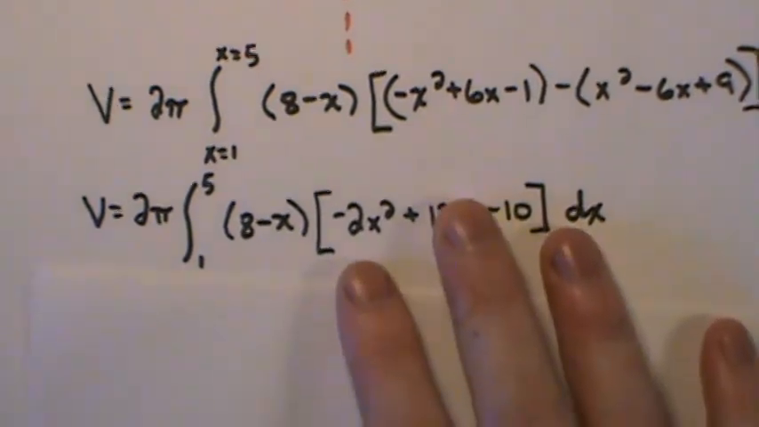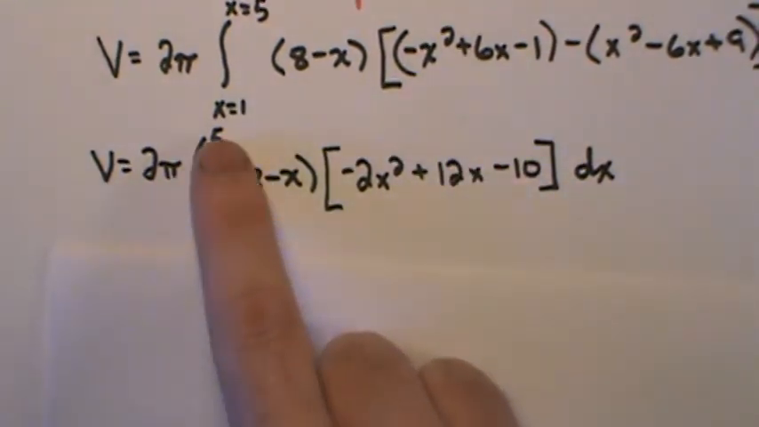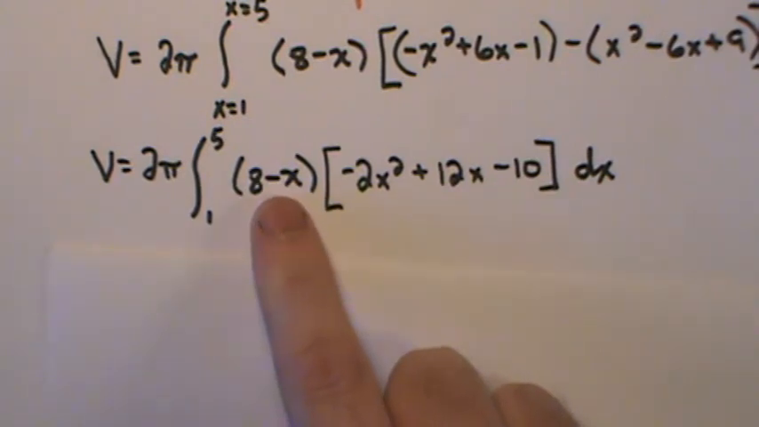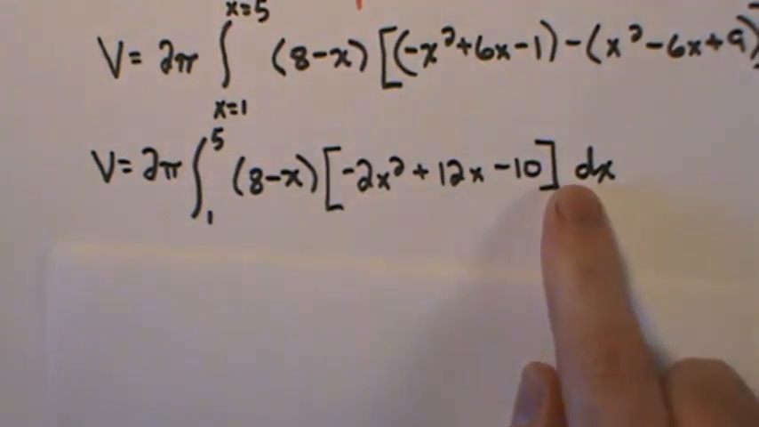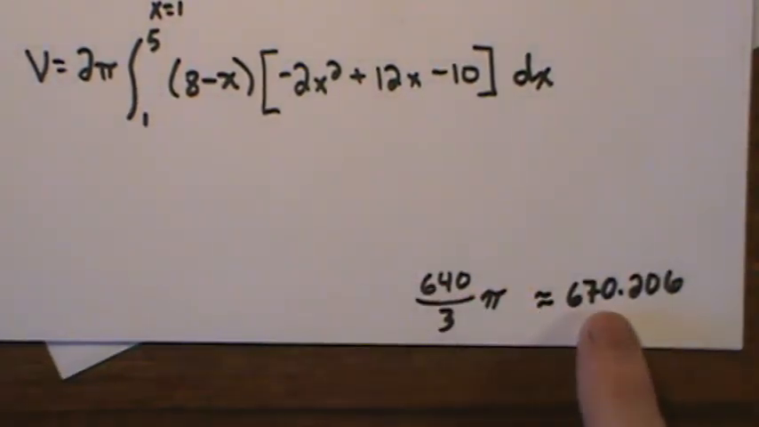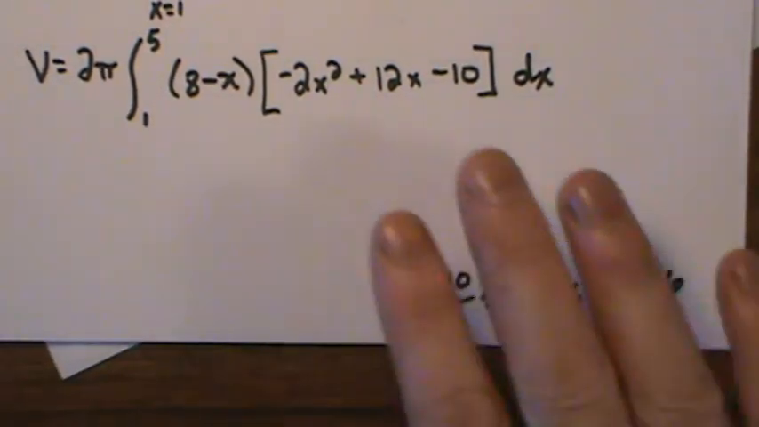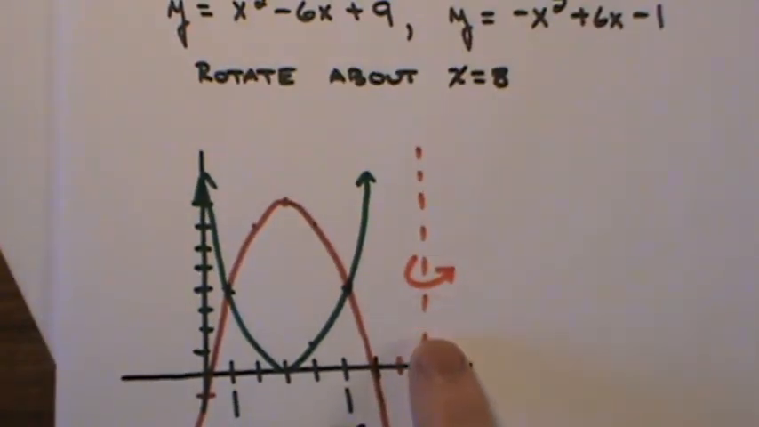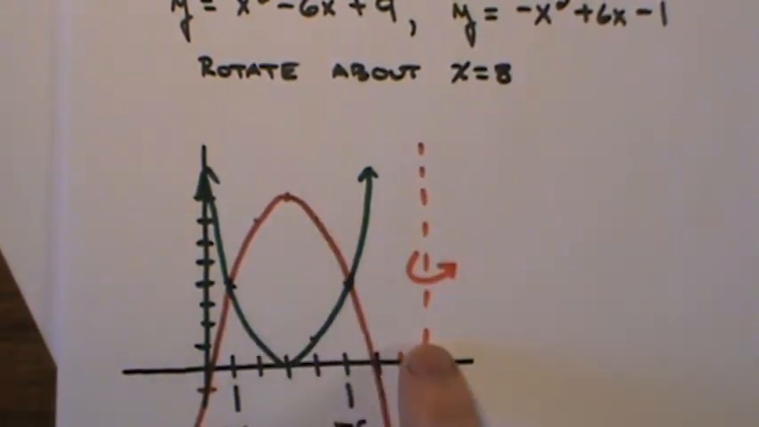So I simplify it, and I get this: 2 pi, the integral from 1 to 5 of 8 minus x, that's my radius, and here's my height. Now you can put that in the calculator. As I put it into my calculator, I got 670.206.